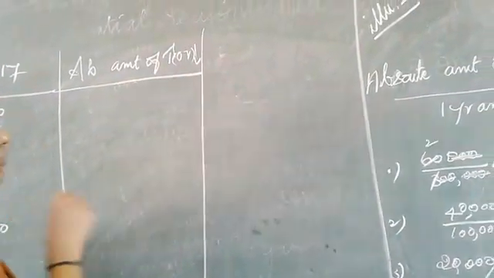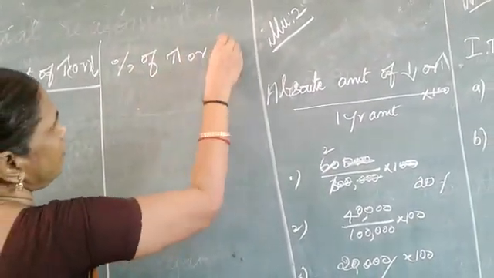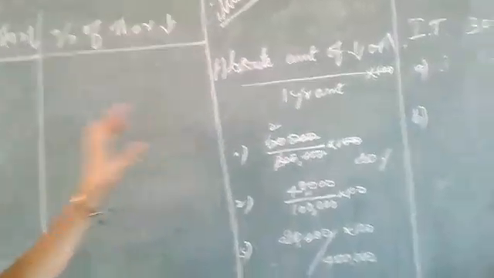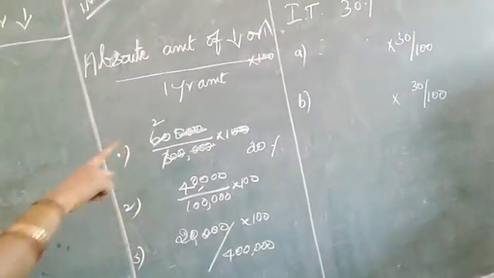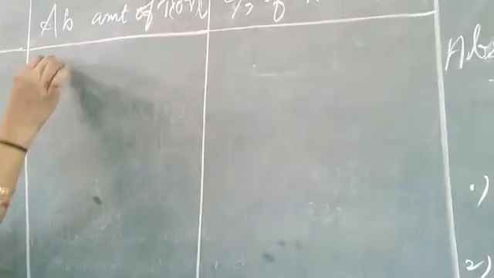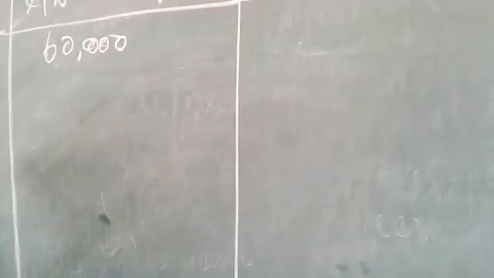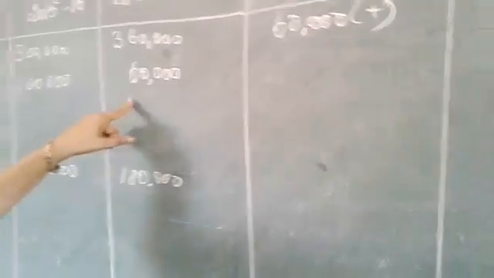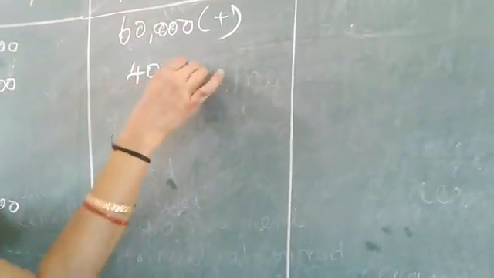Last column, yes, percentage of increased or decreased value. So, first one we are going to apply the formula, absolute amount of increased or decreased. What is the formula? First we are going to find out the increased value. Here 3 lakh was given, here 3 lakh 60,000. What is that amount? 60,000. Plus or minus? Plus only, isn't it? But here 1 lakh was given, 60,000 was given. How much? Yes, 40,000, isn't it?